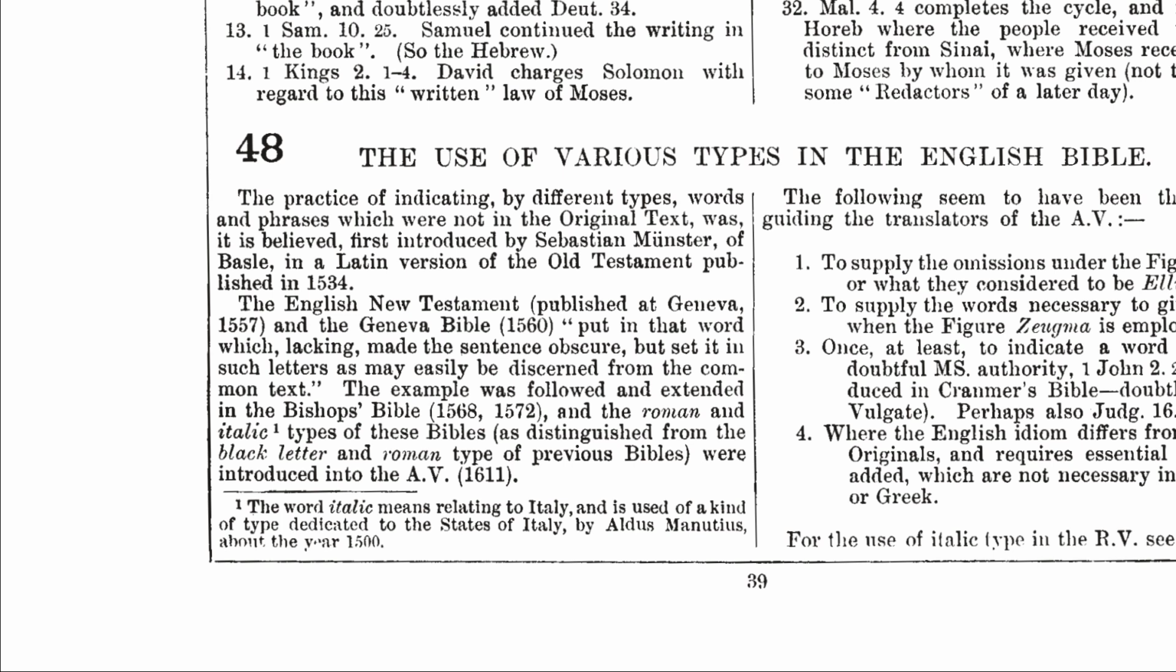The Geneva Bible was followed and extended in the Bishop's Bible, 1568 and 1572, and the Roman and italic types of these Bibles, as distinguished from the black letter and Roman type of the previous Bibles, were introduced into the AV, 1611. And there's a footnote there by italic. 1. The word italic means relating to Italy, and it is used of a kind of type dedicated to the states of Italy by Aldus Manutius about the year 1500.